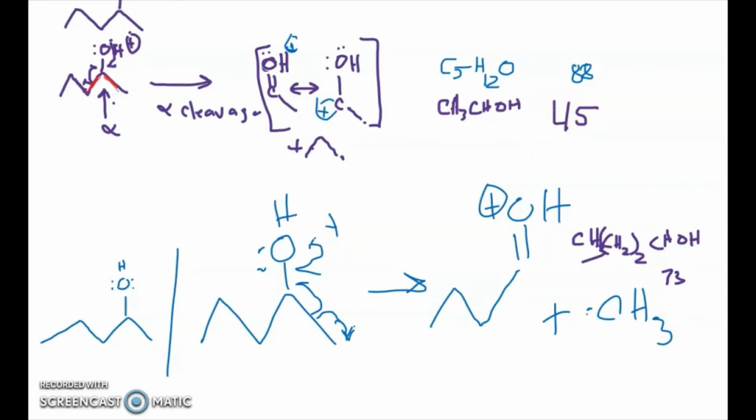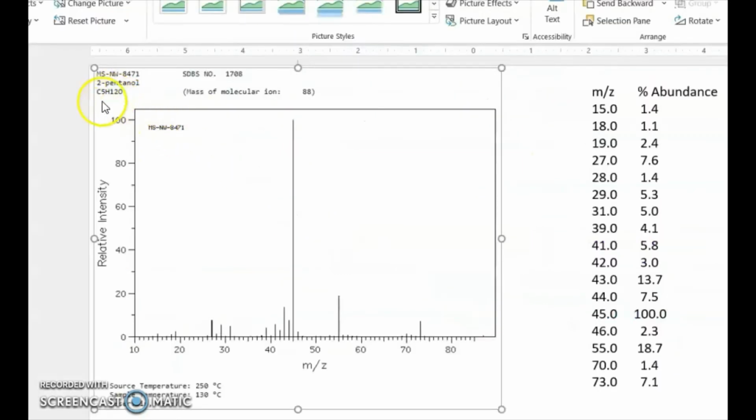Let's pull up the spectrum. And what we've got here is the EI mass spectrum of 2-pentanol. And we don't see a molecular ion peak at 88, but we do see 73 right here. And then 45 is our base peak. So this is the alpha cleavage product, diagnostic for the alcohol.